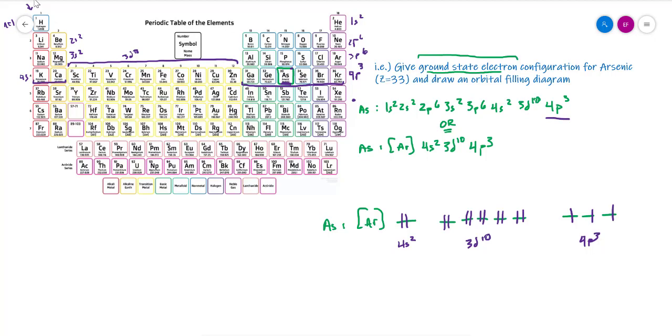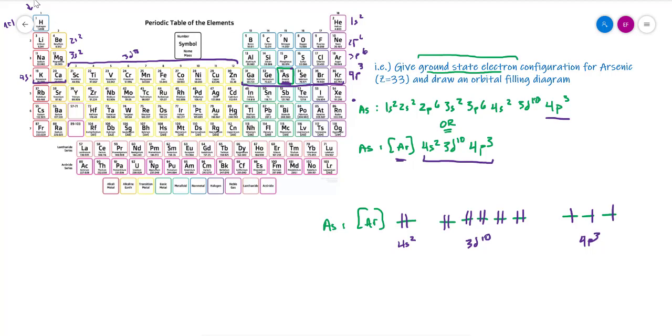The shorthand or the closed shell configuration, or sometimes noble gas configuration, we would work backward from arsenic, back up the table, and the next closest noble gas that we see, our closed shell configuration, would be argon. So we have argon, and then we have just our valence shell here, 4s2, 3d10, 4p3.